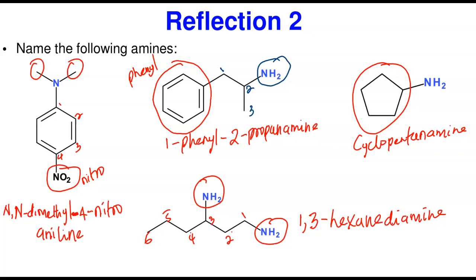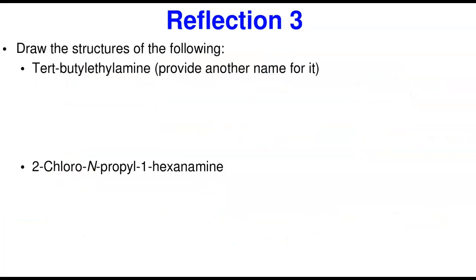All right, let us take the next reflection question. In this case, we have the IUPAC name and now we're going to draw. It also says we should provide an additional name. This one says, this is the old name, tert-butyl ethylamine. In the old name, you just put the N group at the middle. Remember, the nitrogen group will be at the middle.